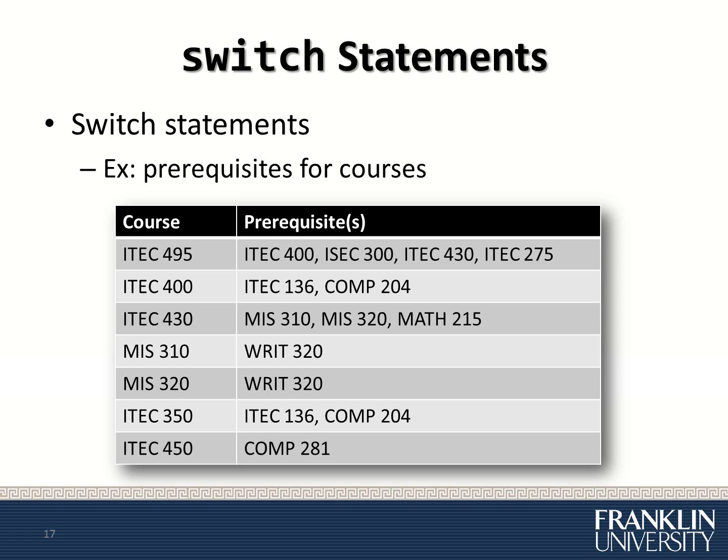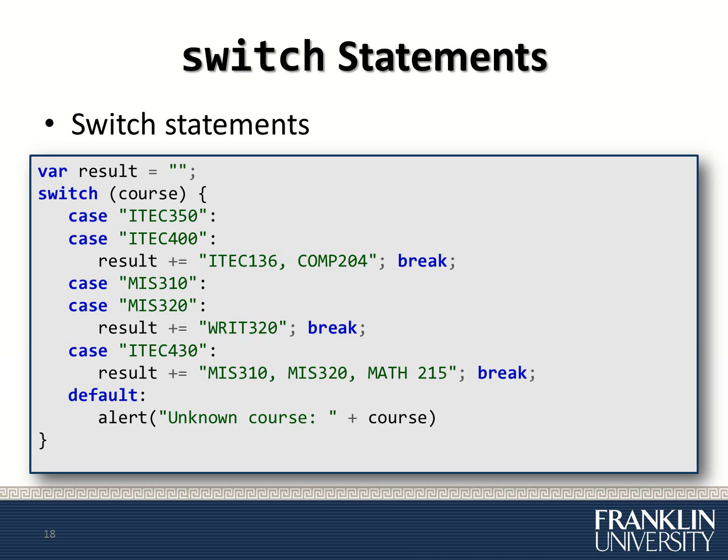Well, first, notice that some of these are in common. So for example, MIS 310 and MIS 320 both have the same prerequisite of writing 320. Likewise, ITEC 400 and ITEC 350 both have the same prerequisites. So this sets us up where we can take advantage of fall-through execution if we want to.